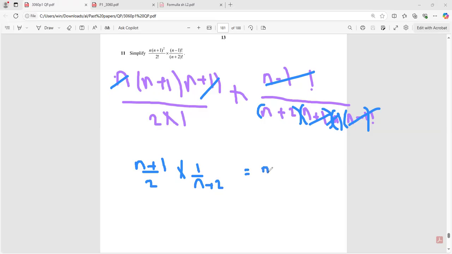So n plus 1 in the numerator and 2n plus 4 in the denominator. And we did it. May we keep it like this? If you don't ask for a form, both are right, but I prefer to write the full form, so 2 times (n plus 2).